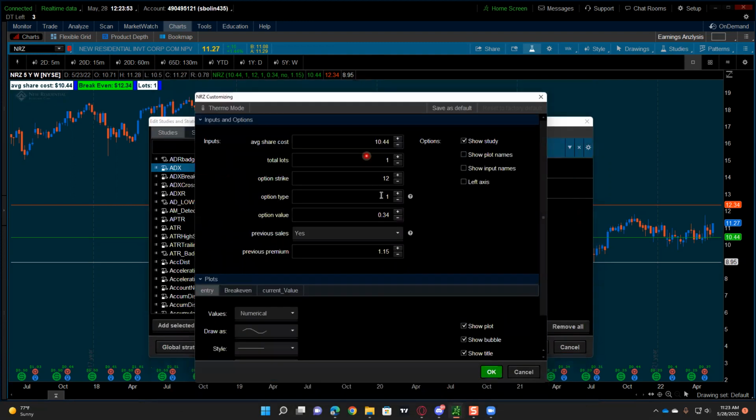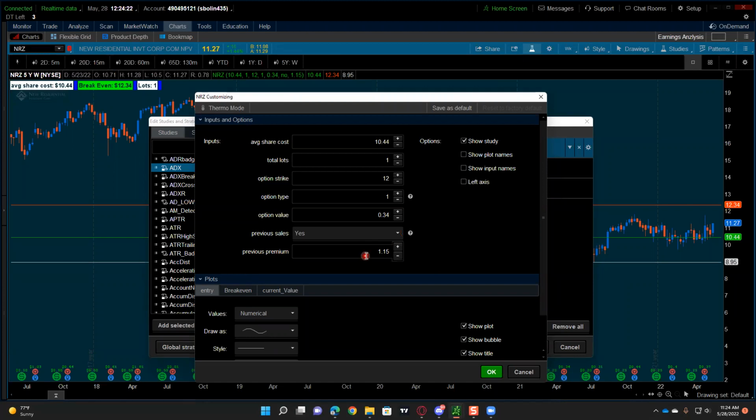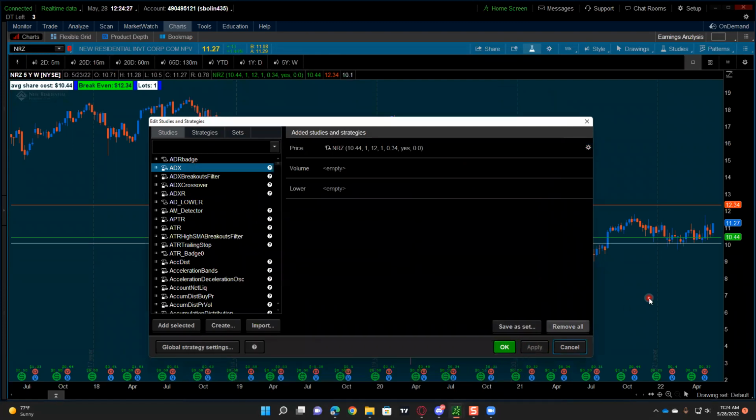Now, if we open up the user dialog box, you'll notice that white bubble there. And when we click on that, it reminds us previous trades are in the study notes, right? Now, I don't have any previous premium, so I'm going to set that back to 0. And we see the indicator move the line back up.